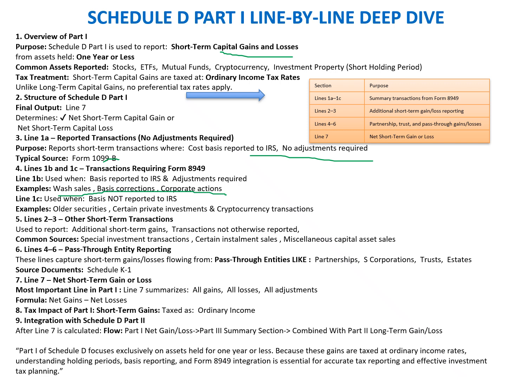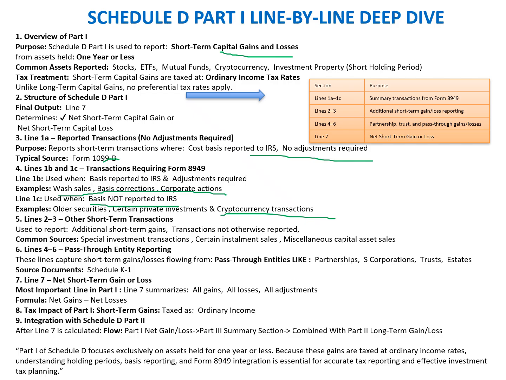We'll talk about wash sales in the upcoming slides. Line 1C is used when the basis is not reported to the IRS. Examples are older securities and certain private instruments which are not reported on Form 1099-B.